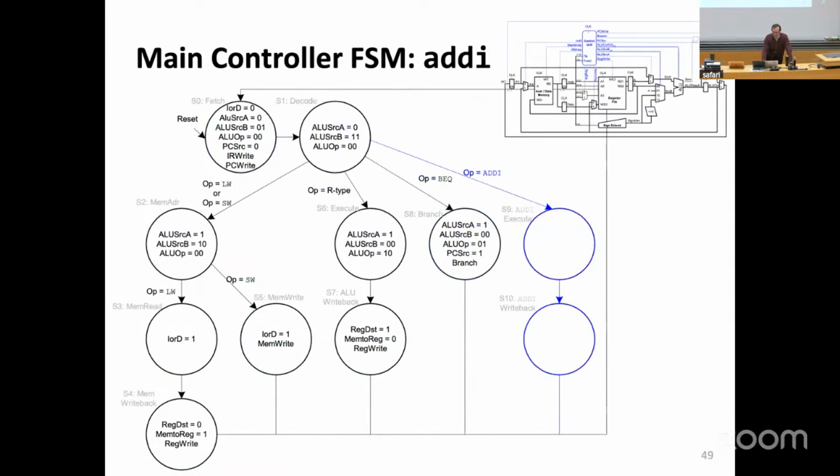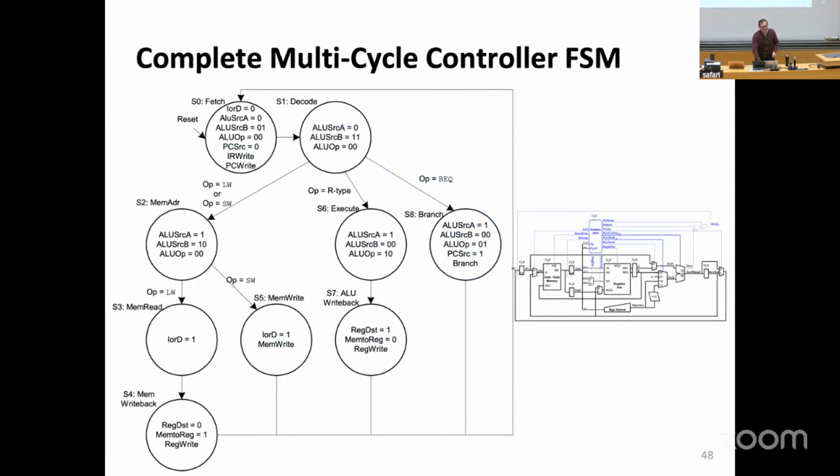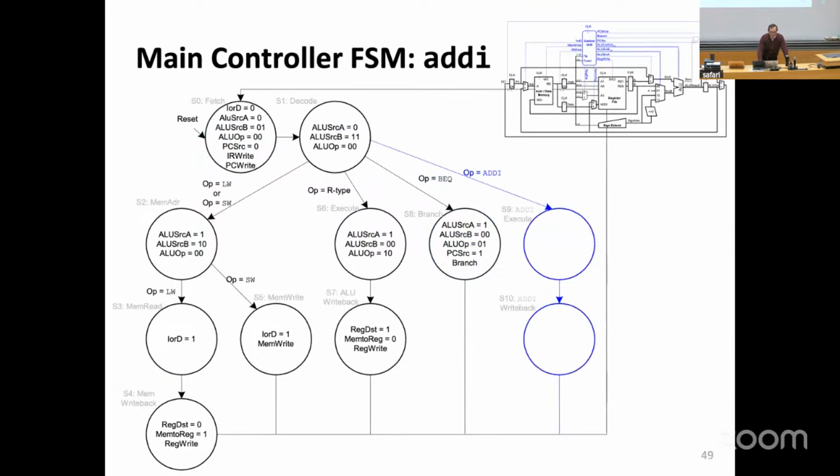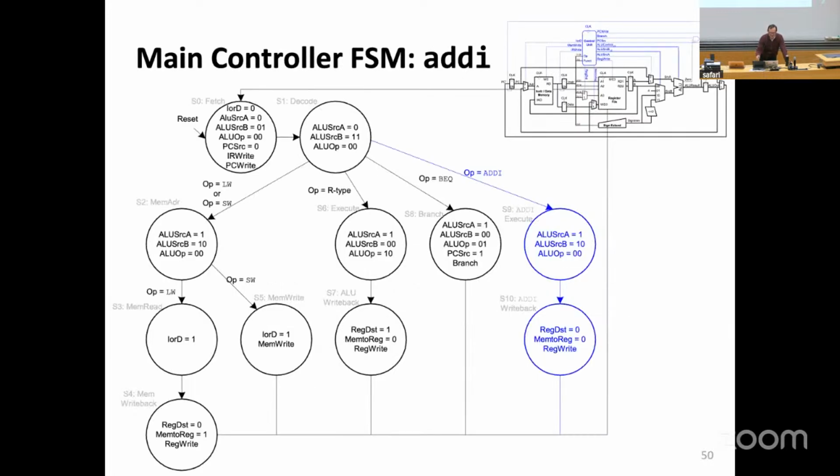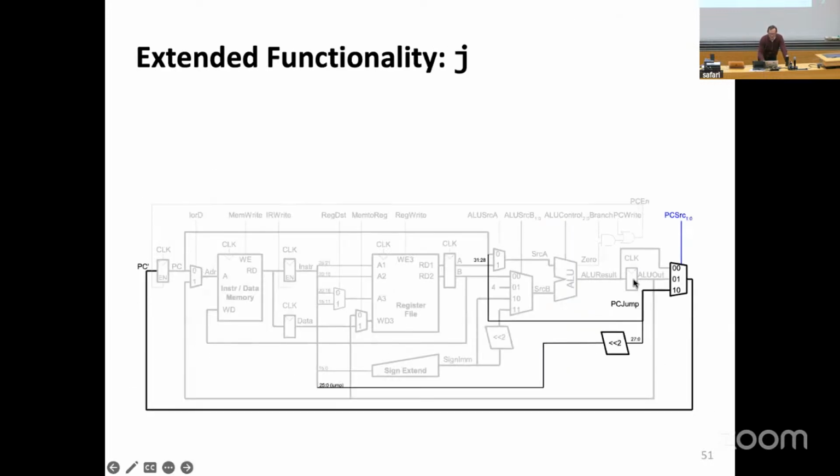Okay, so that was BEQ. Now we didn't do I-type instructions, but I-type instructions like addi, you can also add over here. They require control signals. Again, you can go through it and figure it out. Basically, this is the construction process. To do jump, you need to extend the data path a little bit. Your book has this nice description that if you want to do jump, you extend the data path slightly.